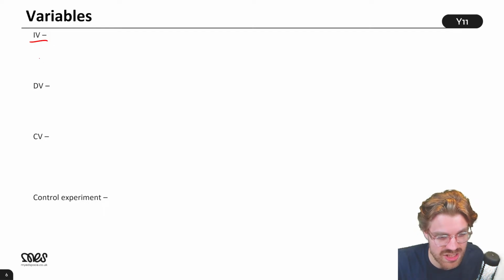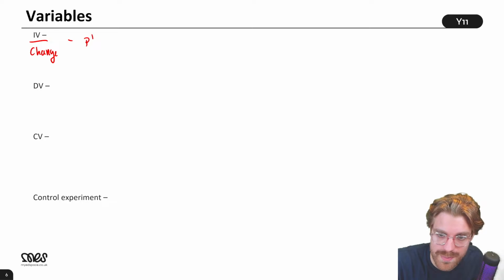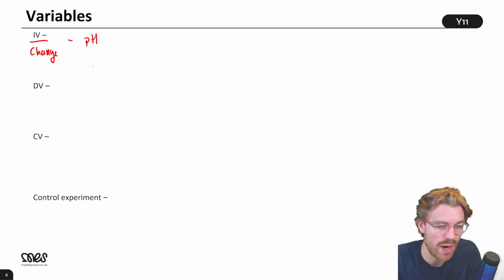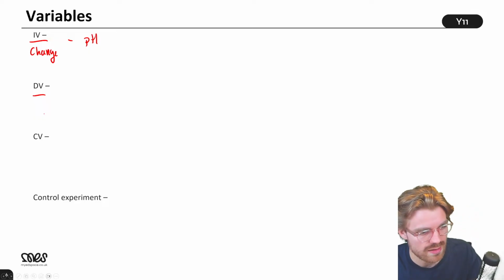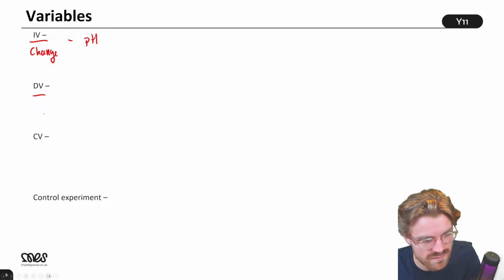Our pH is our independent variable. Our independent variable is what we change. And so our pH of the solution, or our pH buffer. What about our dependent variable then? What would we say for our dependent variable?